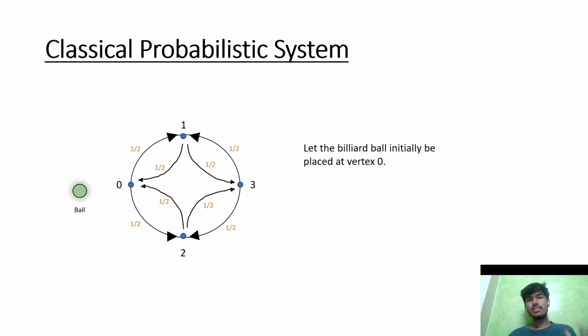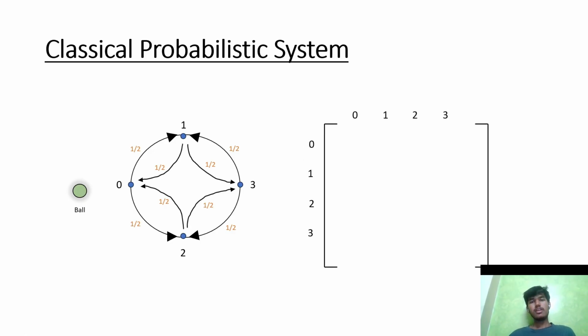Now, let us consider that the billiard ball that we're going to be using is initially placed at vertex 0. All right. Now, we'll find the adjacency matrix of the system. The adjacency matrix has the dimensions of n cross n, where n is the number of vertices. Now, in this case, we have four vertices 0, 1, 2, and 3. So I've just basically written 0, 1, 2, 3, 0, 1, 2, 3 in the columns for rough work.